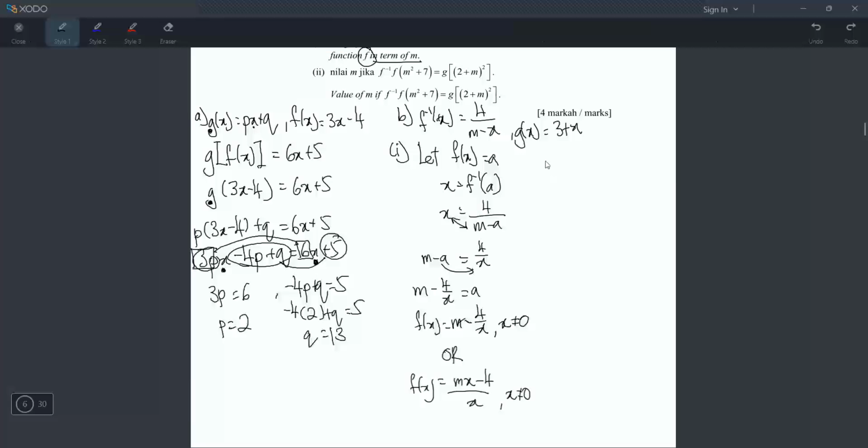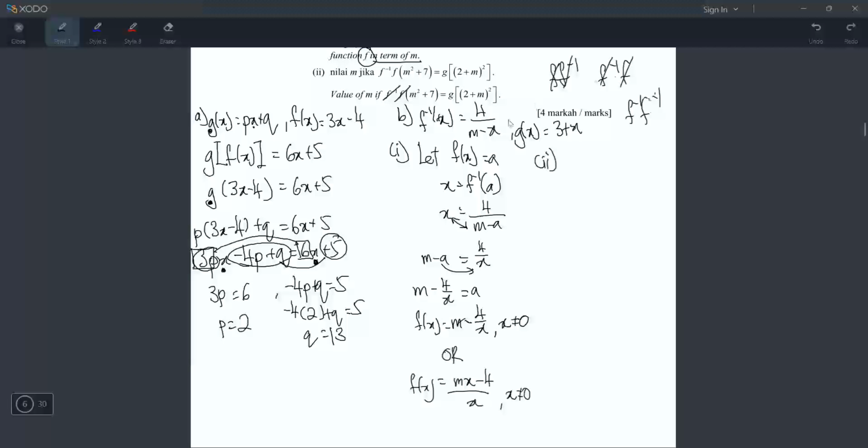Okay, now let's go to question number 2. Number 2 says: f inverse of f(m squared plus 7) equals g(2 plus m squared). Okay, just know this. When you see f inverse and f together like this, you can cut, right? What if it's f f inverse? Yeah, can cut also. What if I say f inverse f inverse?